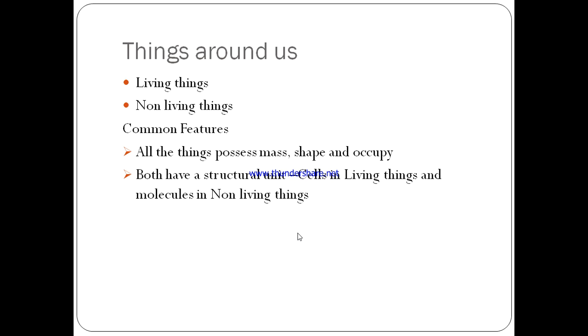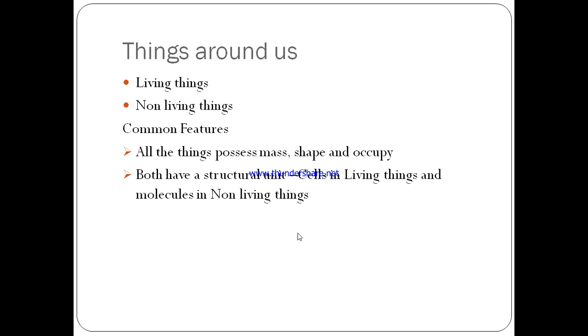Next is the things around us. Around us, there are two types of things, living things and non-living things. What are the common features between living things and non-living things? Whether it is living or non-living, all things possess mass, shape and occupy space. Both are formed from a structural unit. Both are made up of a structural unit.